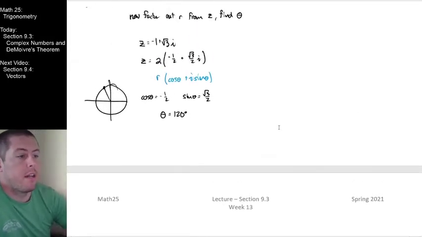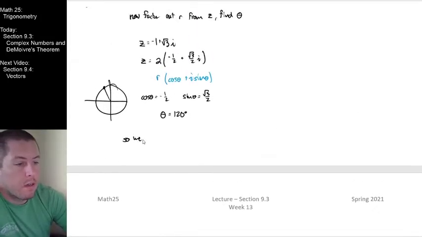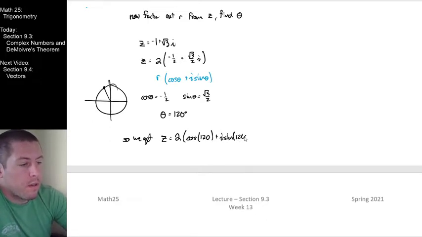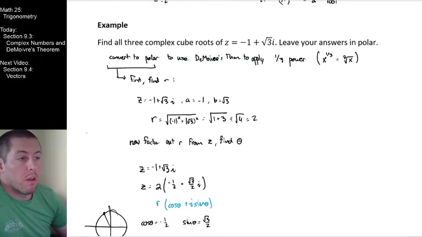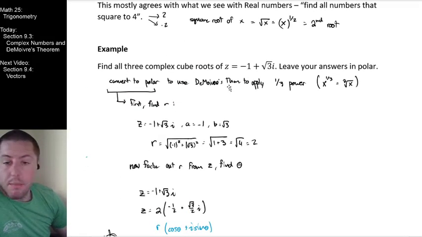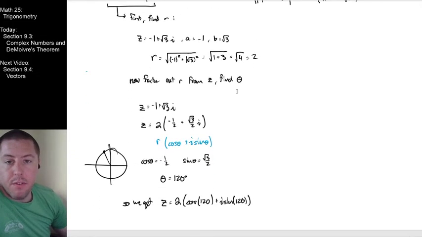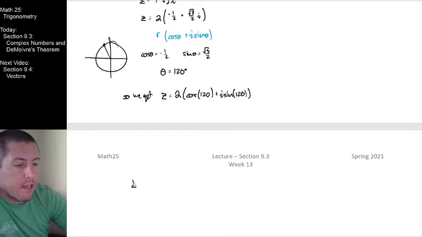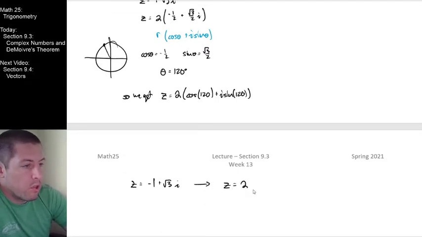So in this case, z should be equal to 2 cosine 120 plus i sine 120. So we've converted to polar. Now let's use De Moivre's theorem to apply our 1/3 power, right? So we've got that z equals -1 plus √3i has been converted into z equals 2 cosine 120 plus i sine 120.